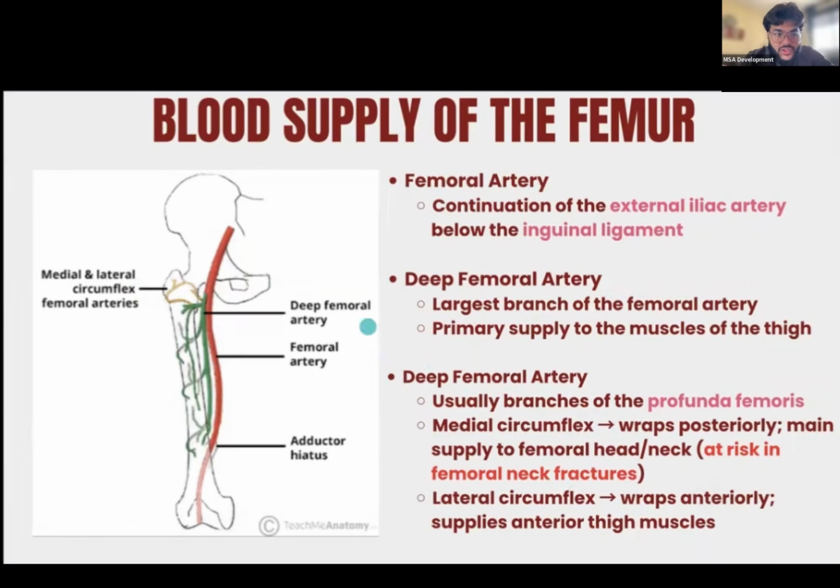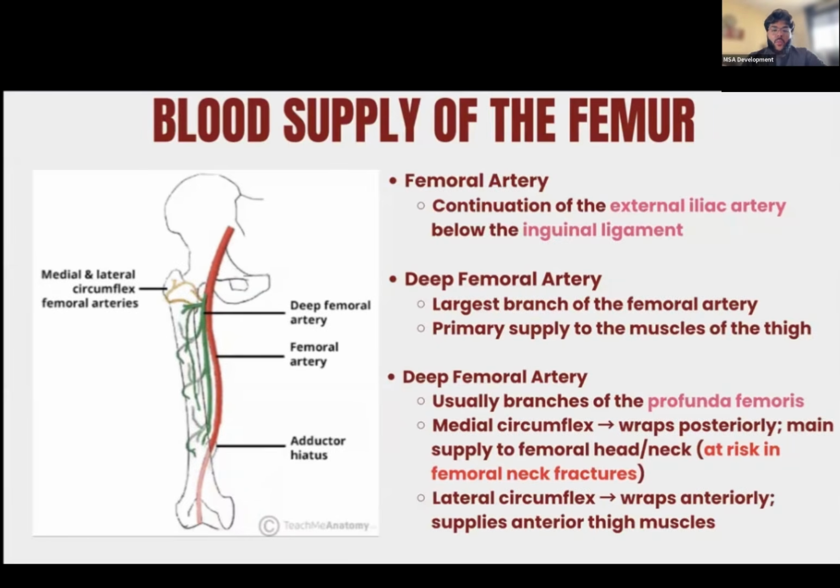The deep femoral artery is also known as your profunda femoris. It's the largest branch of your femoral artery and is the primary supply to all of your thigh muscles. Next up, you have your medial circumflex artery that we just mentioned. It wraps posteriorly to supply the femoral neck and the head, and you have the lateral circumflex artery, which is basically responsible for supplying the anterior thigh muscles.